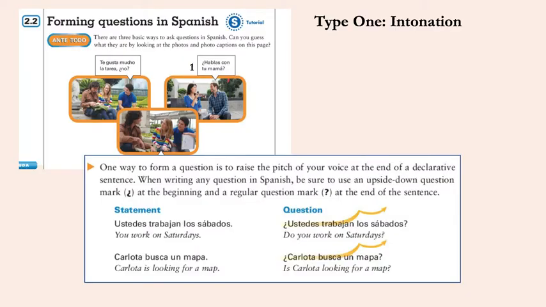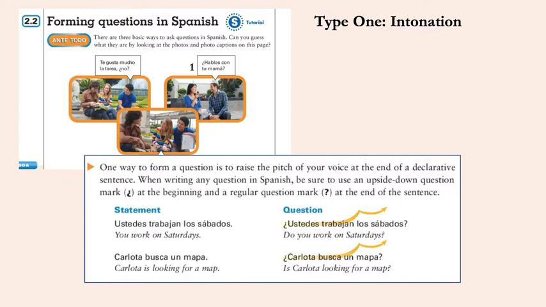Type 1 is intonation. So intonation means the lift or fall of your voice at the end of a statement or a question, which says a lot about how we speak. In Spanish, there are three levels of intonation, whereas in English, there's a fourth one as well. So one way to form a question is to raise the pitch of your voice at the end of a declarative sentence. Do note that when writing a question in Spanish, be sure to put an upside down question mark at the beginning and a regular question mark at the end to allow the reader to note that they need to raise the pitch of the voice.